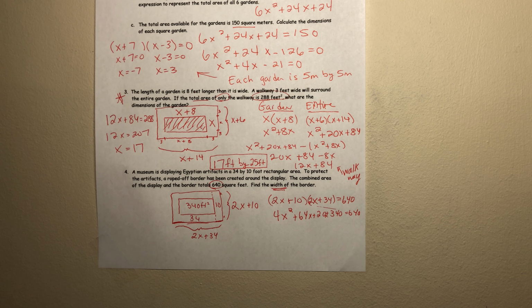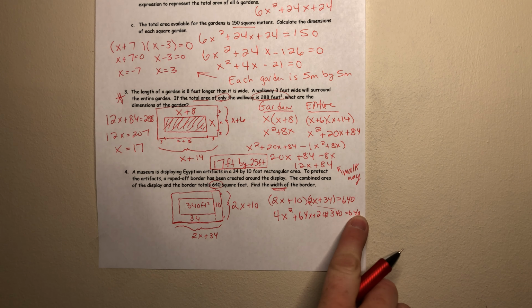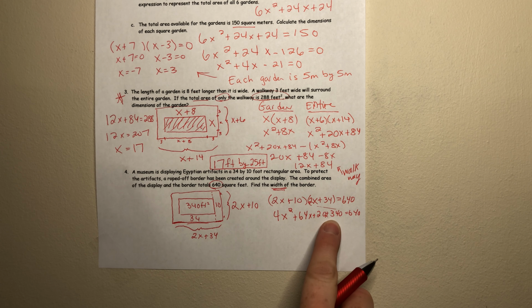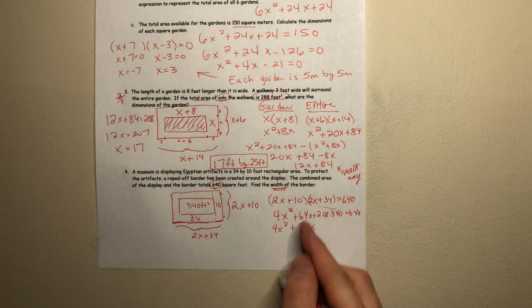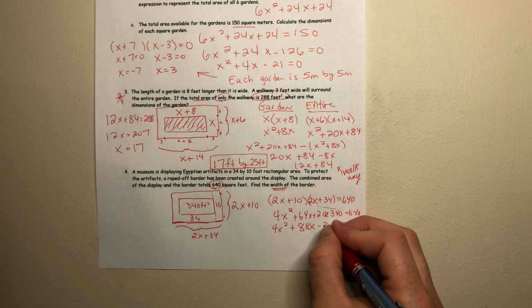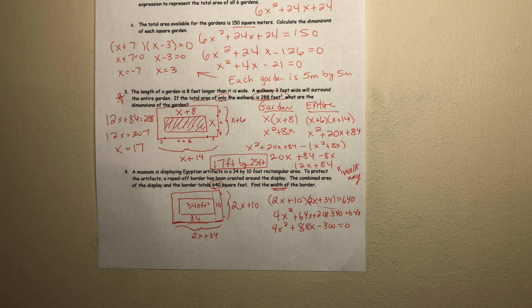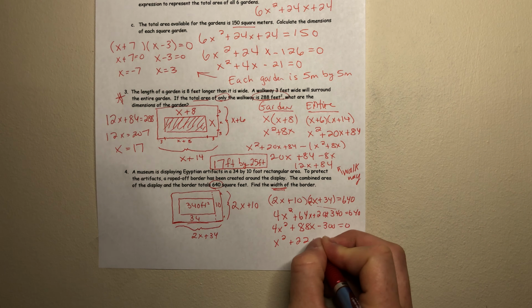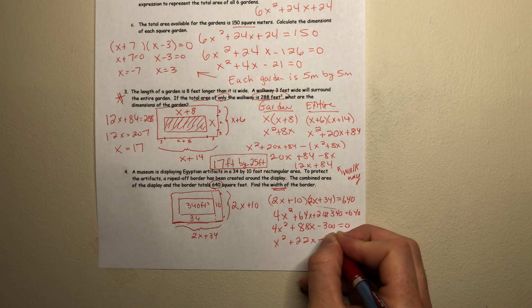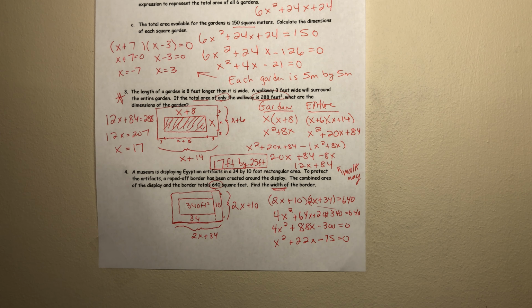What do we do with any quadratic? How do we solve any quadratic? We need to set it equal to what? 0. So let's subtract the 640 over. That's going to give us 4x squared plus 88x, if I combine my like terms, minus 300 equals 0. Please check to see if everything divides by 4. And if you do that, it will, and you will end up with x squared plus 22x minus 75 equals 0.